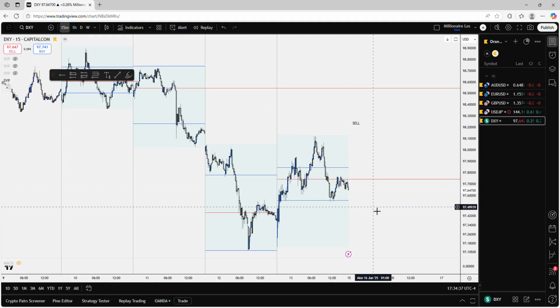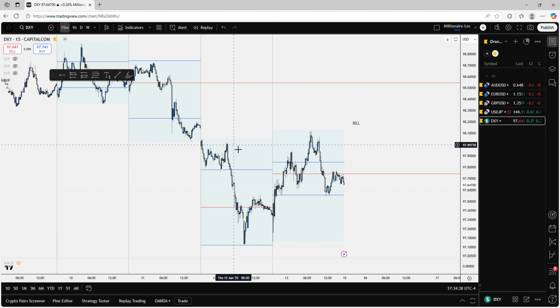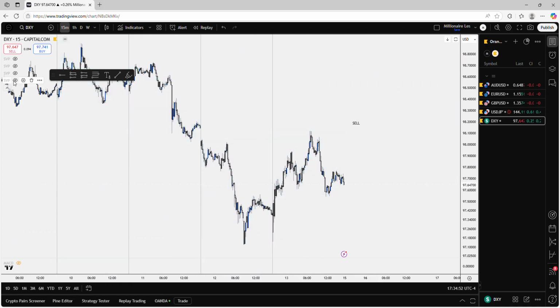As for the DXY, same thing, looking for sells. I can't trade the DXY because I don't have that much money. I trade a regulated broker. You have to have over $250,000 to trade DXY on Oanda. So I don't trade it. But looking for continuation of the sells.